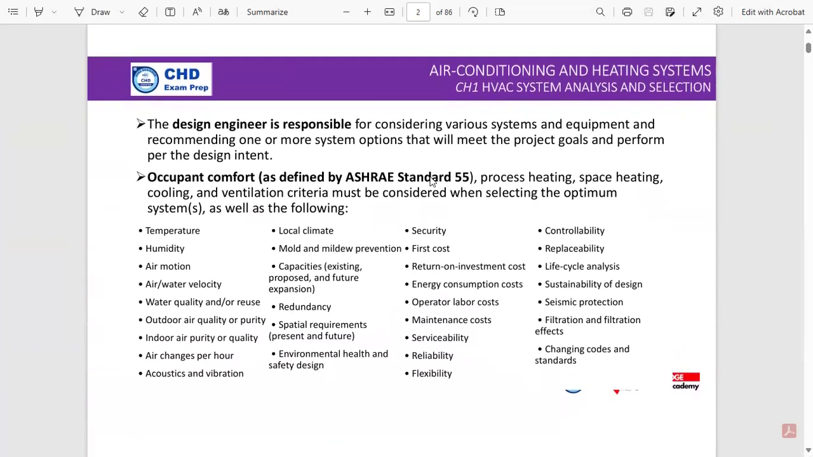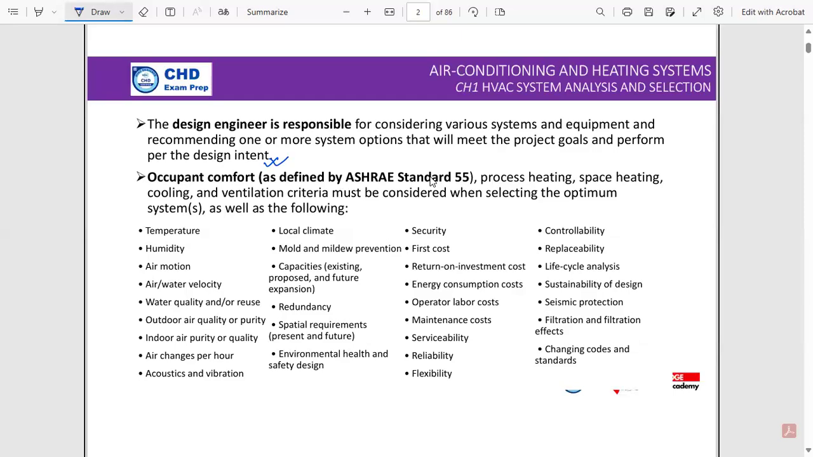The very first thing: design engineer's responsibility. So as an HVAC designer, what are your responsibilities? Considering various systems and equipment and recommending one or more system options that will meet the project goal and perform per the project intent, the design intent. Let me make it very simple for you. At the beginning of the project, the HVAC designer must determine the system that is required for the project. So the HVAC designer will study the project and offer the customer a set of solutions.